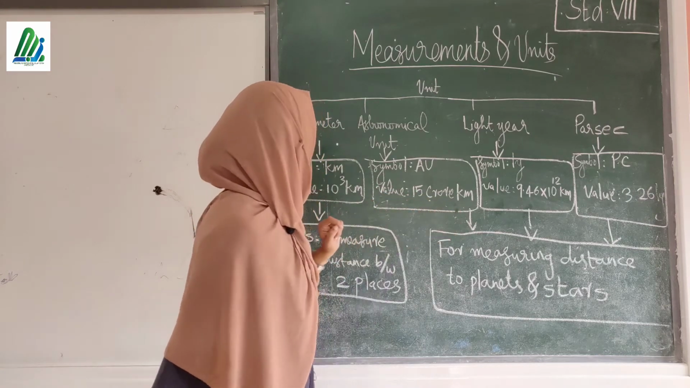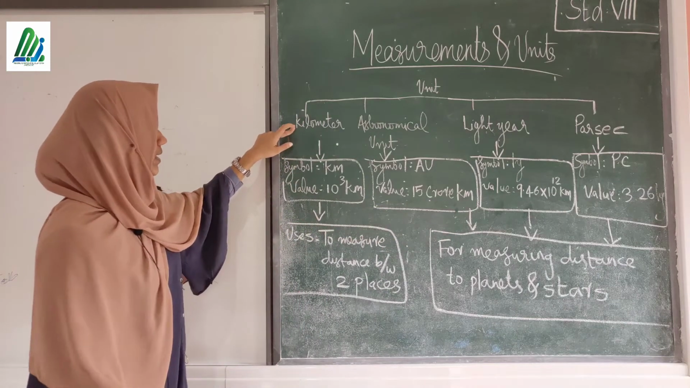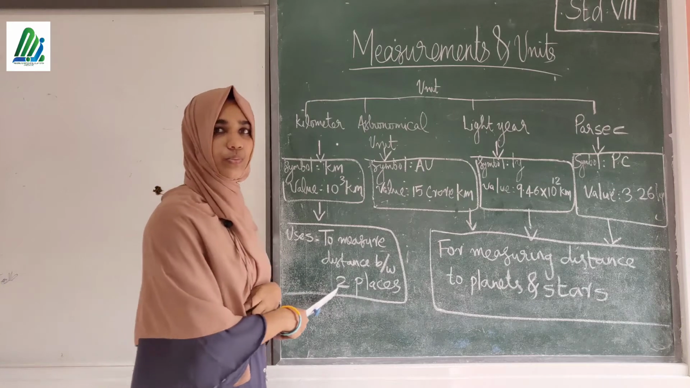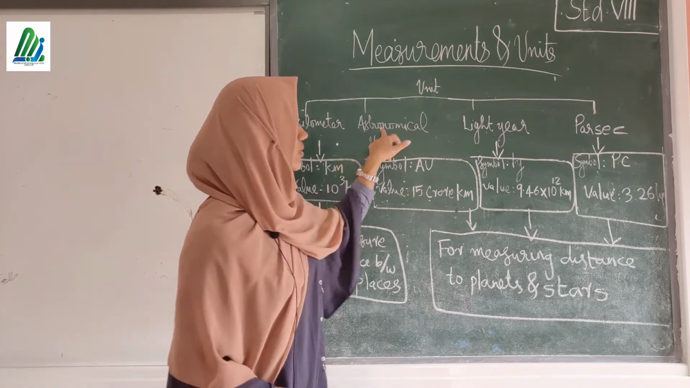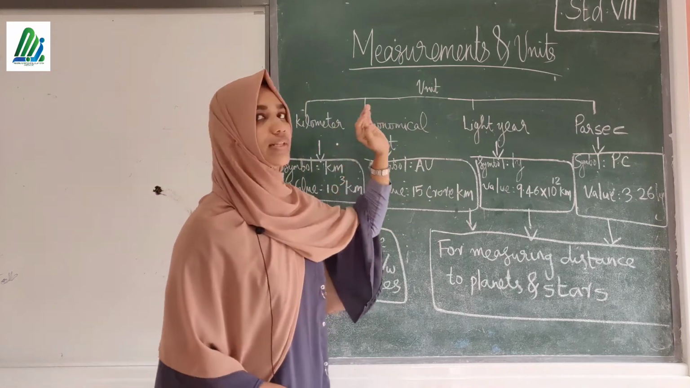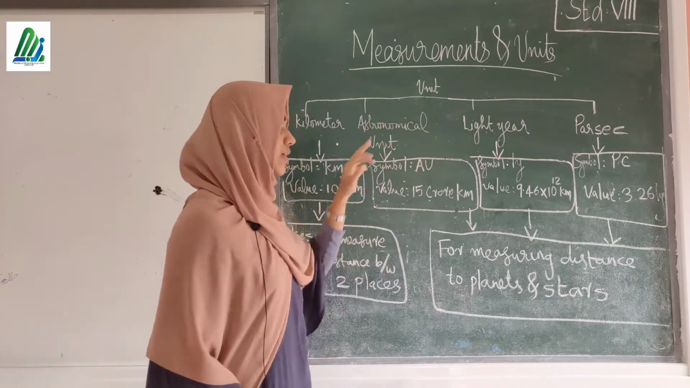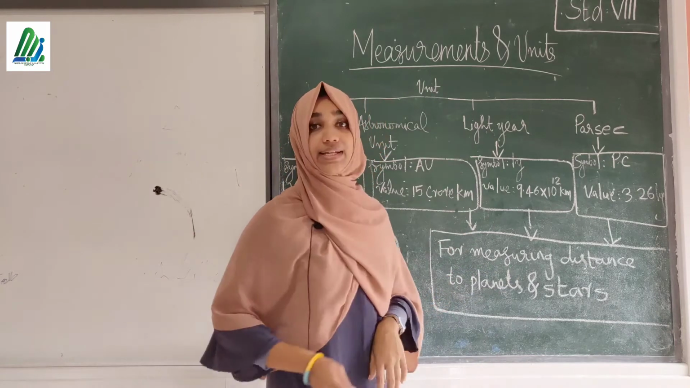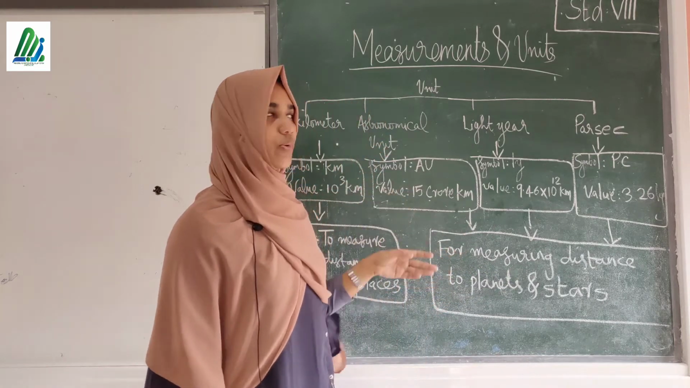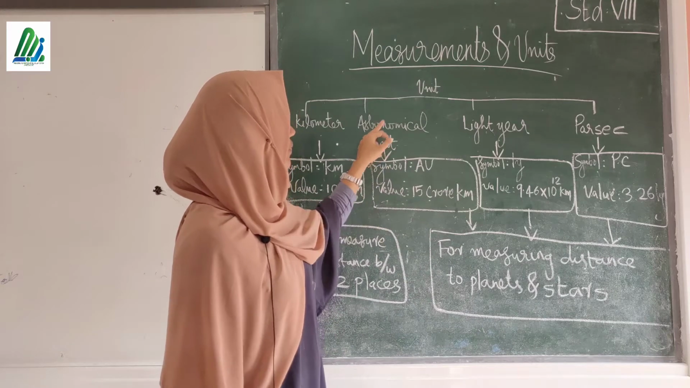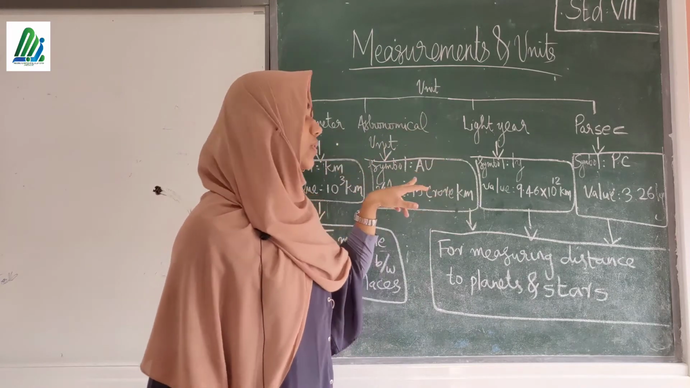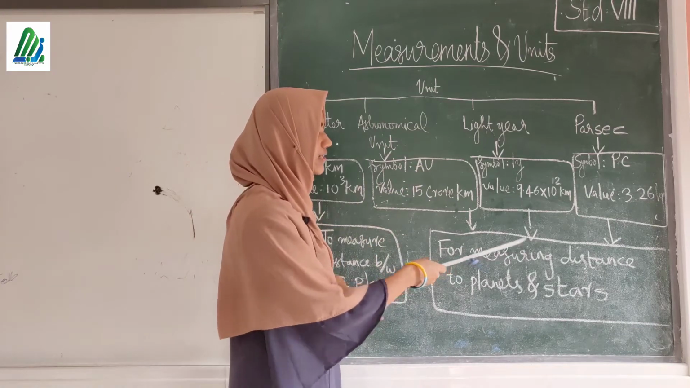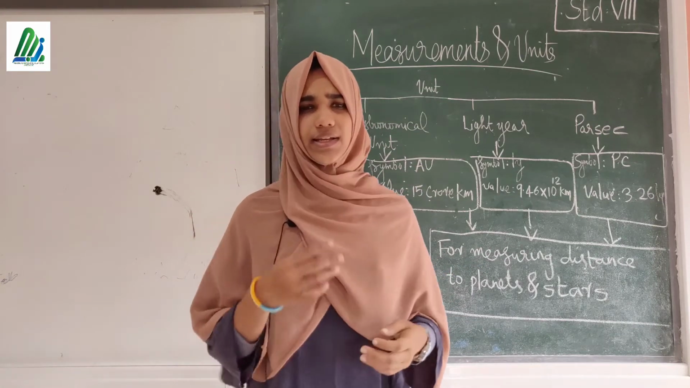Then the use of kilometer is to measure the distance between two places. Then what's the use of astronomical unit, light year and parsec? Their use is for measuring the distance to planets and stars. Once more I will say, the use of astronomical unit, light year and parsec is for measuring the distance to planets and stars.